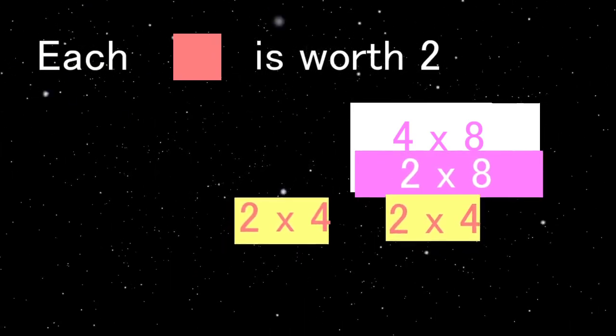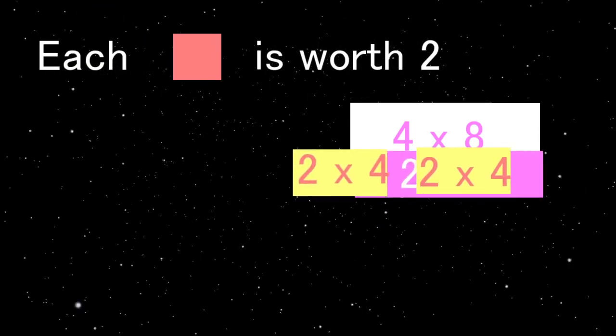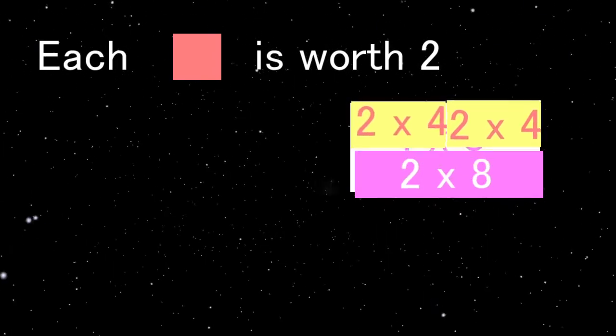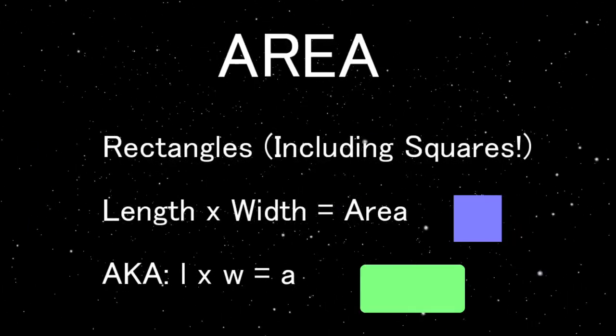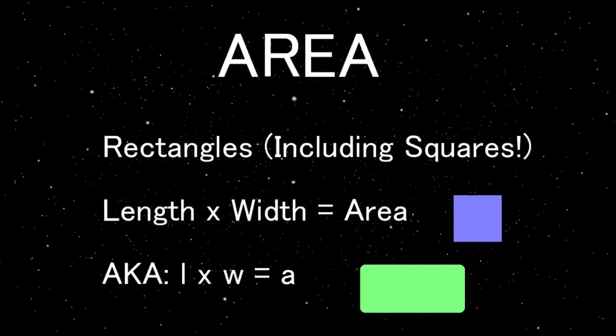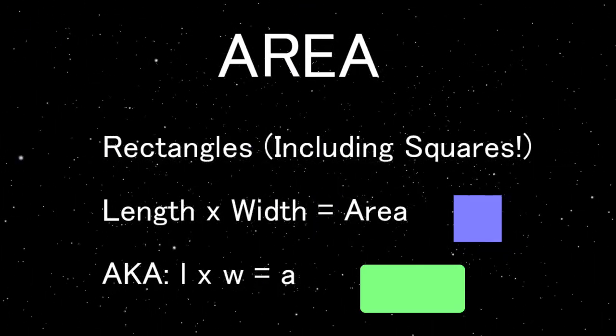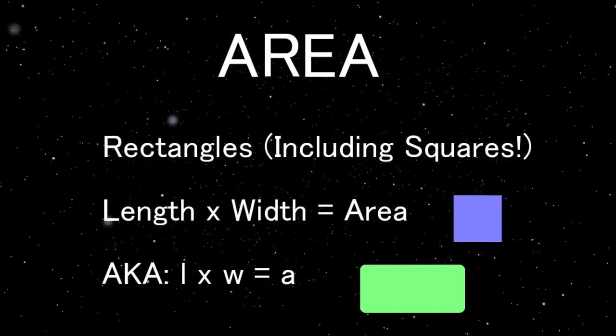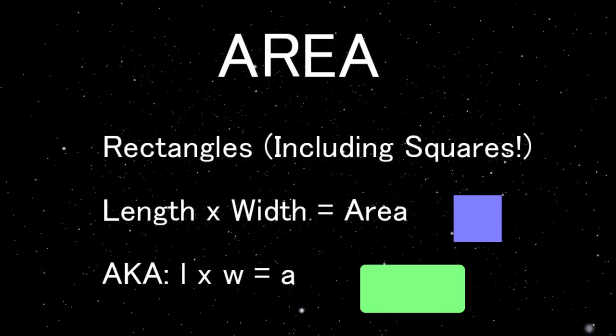What we are talking about right now is an area. The area of a shape is how much space it takes up. The perimeter of a shape is how long the sides on the outside are added together. With rectangles, you can find the area by multiplying one side against its other side, the length times the width.